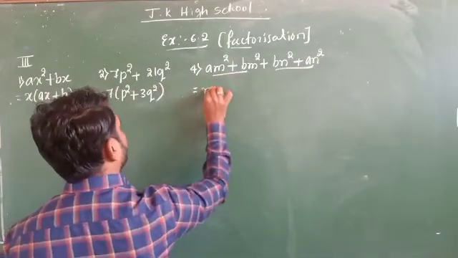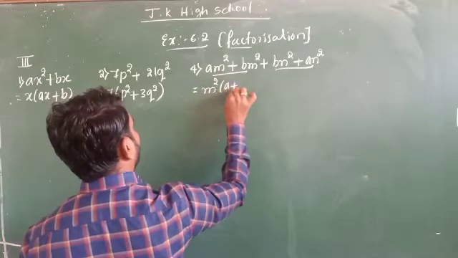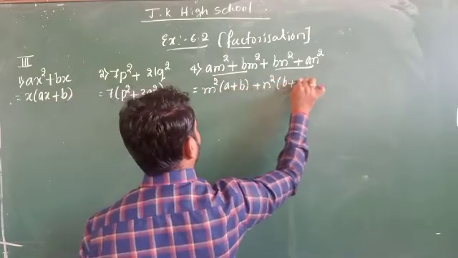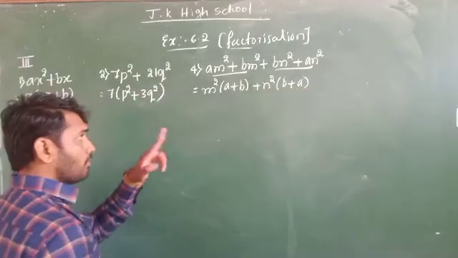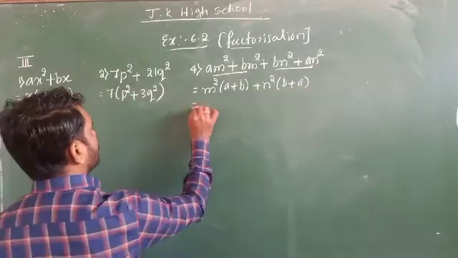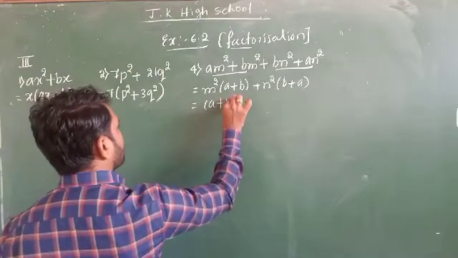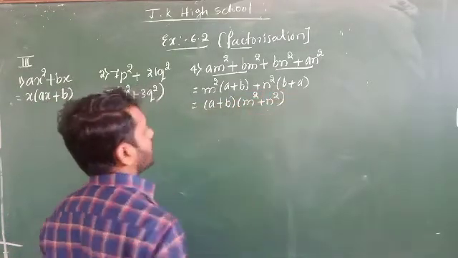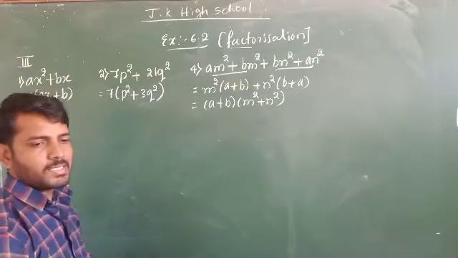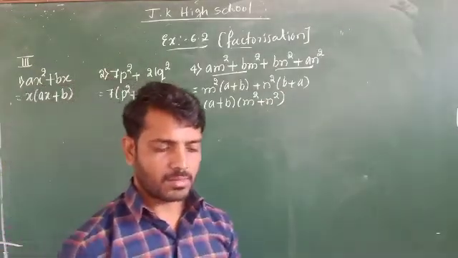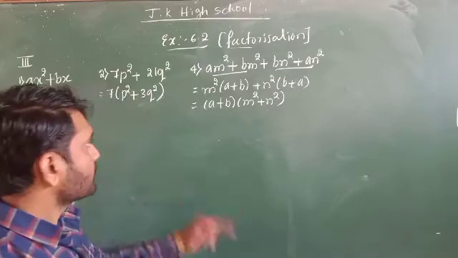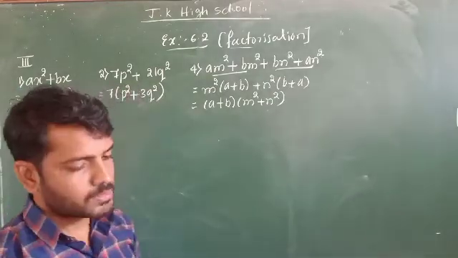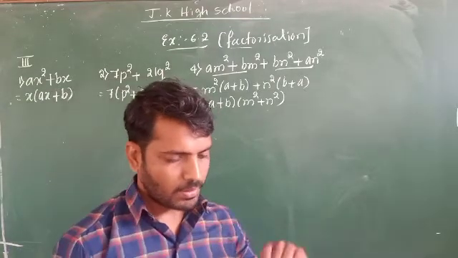In the first group, m square is common. The remaining values are a plus b. In the second group, n square is common. The remaining values are a plus b. Both the sides a plus b is common, so just take a plus b as the common. The remaining values are what? m square plus n square. These are the factors of am square plus bm square plus bn square plus an square. Okay? Write down the answer.